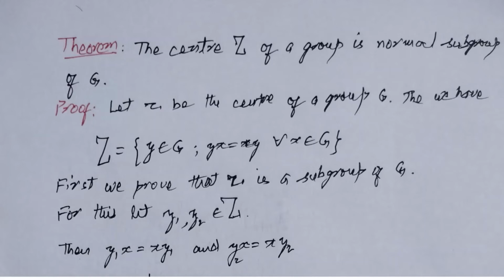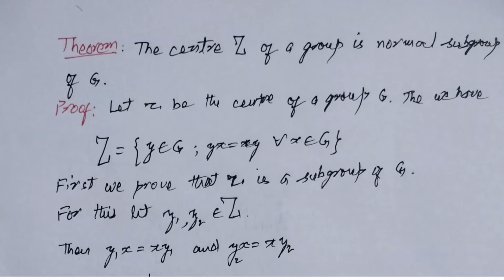Let Z be the center of a group. We have Z equals the set of z belonging to G such that zx equals xz for all x belonging to G, by the definition of the center of the group. Here we have taken capital Z for the center of the group and a small z for the element of the group G.